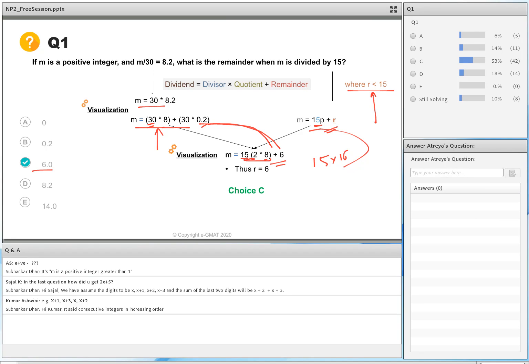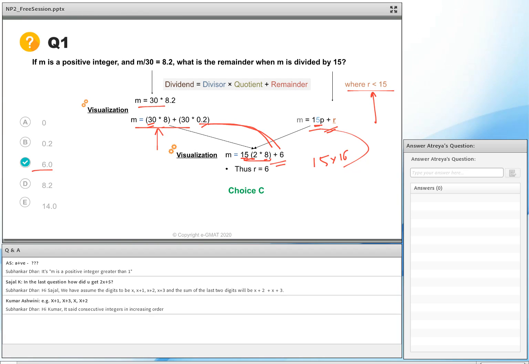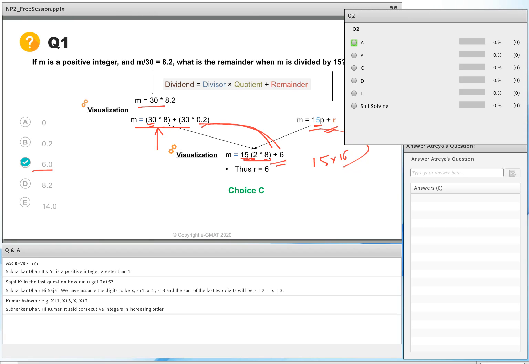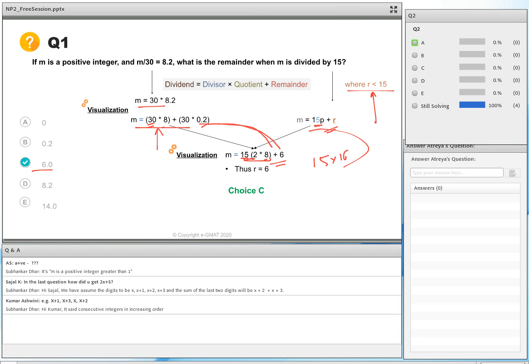All right, so I'll hide the poll here. Let me clear all the answers. I'll also clear the answers for this poll because we are now moving on to the second question. The logistics again remain the same. I want you to mark still solving, and then I'll show you the next question.